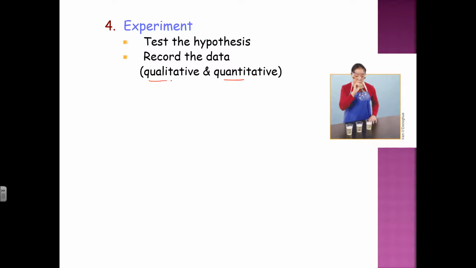So for example, if you have a color change, that will be the qualitative, like if the color changed from red to blue, or if the color went from pink to clear, colorless, you would want to record that. That's qualitative information, descriptions that are non-numerical. But then you also want to be quantitative in your recordings because oftentimes we have to graph our data. So you would want to include quantities.